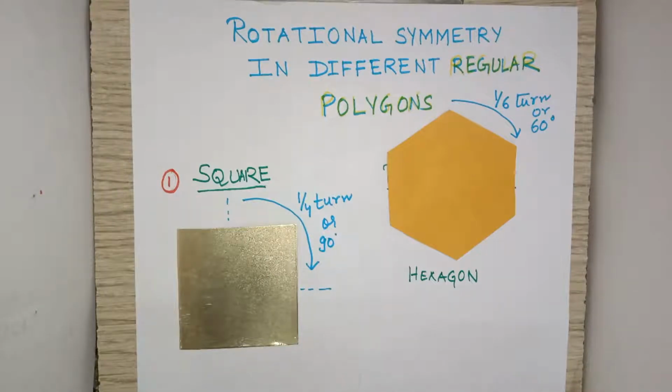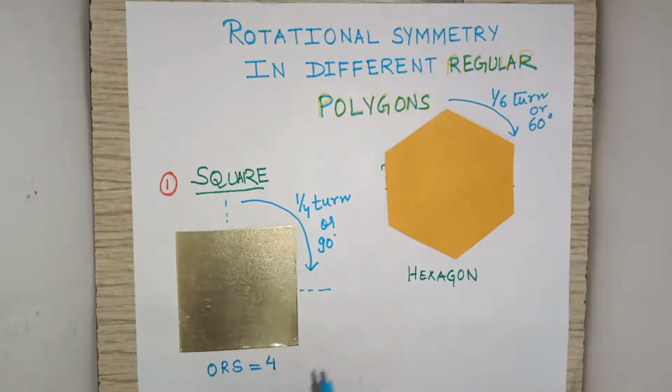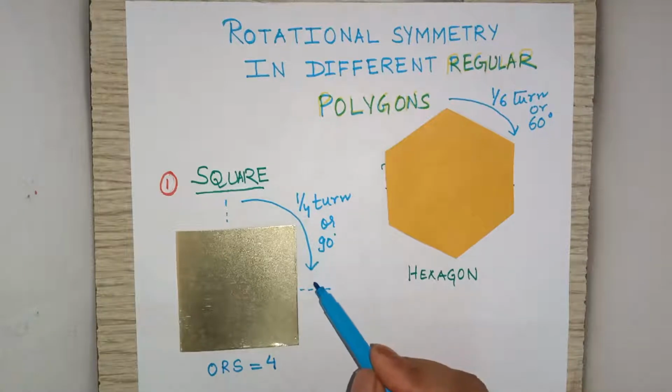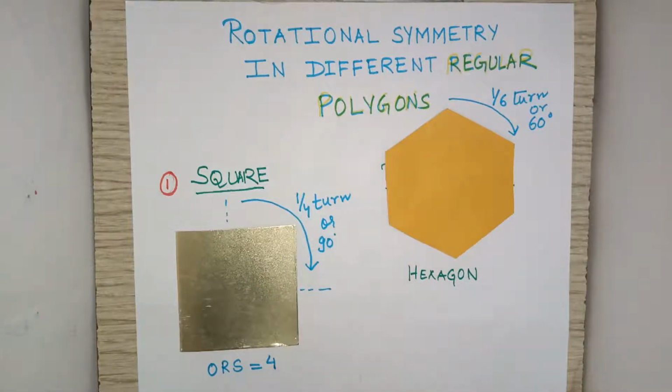Why is it a regular polygon? Because all its sides are equal and all its angles are equal. So children, its order of rotational symmetry I have already explained to you. Its order of rotational symmetry is 4. It means when you rotate it by 90 degrees from its original position, or when you give it a 1/4 turn from its original position, you will get the original shape. So here children, the order of rotational symmetry is 4.